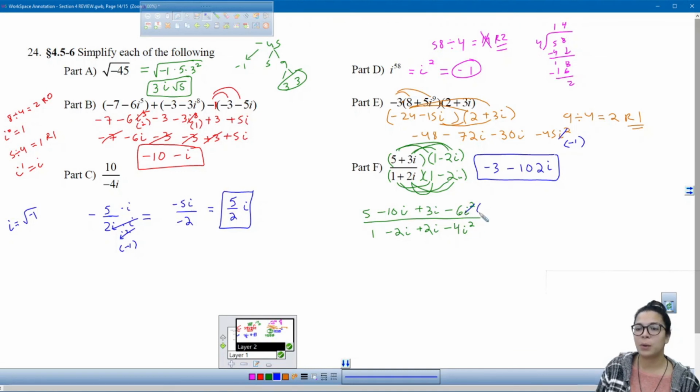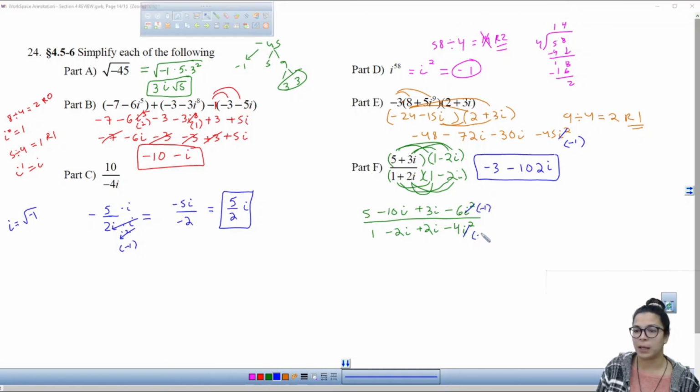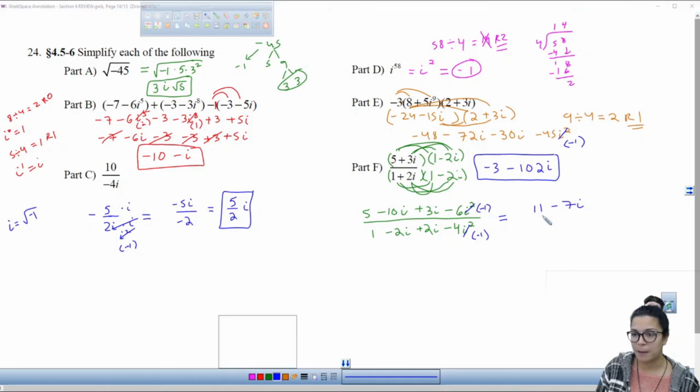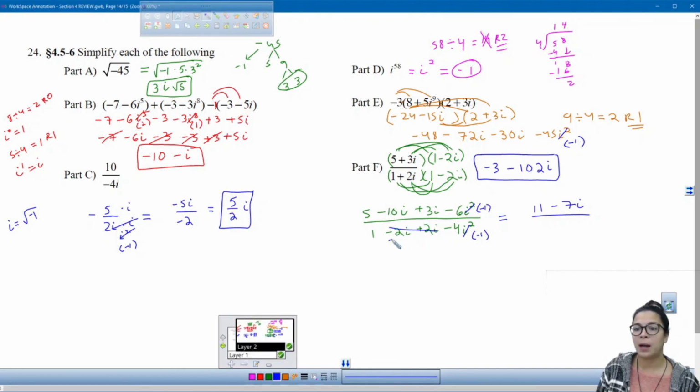All right, from there, i squared, of course, is -1, both here and here. So we have in the numerator, -6 times -1, which is +6. So that's 5 plus 6, which is 11. And then -10 plus 3 is -7. So that's -7i. In the denominator, -2i plus 2i cancels. And then -4 times -1 is +4. 1 plus 4 is 5. And that's our final answer for part F.